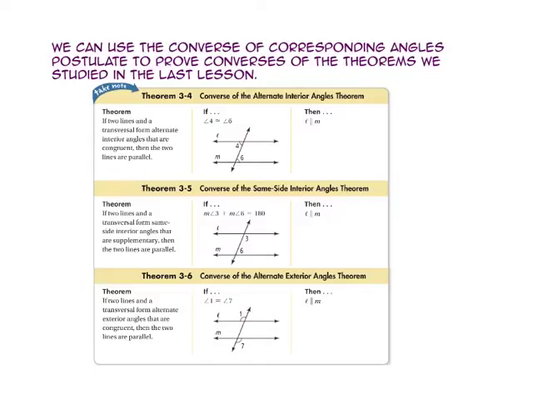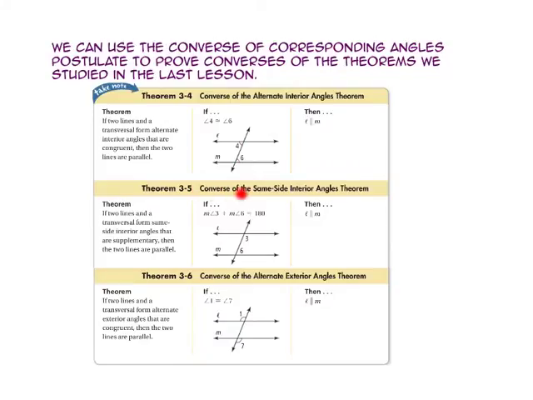We can use the converse of the corresponding angles postulate to prove converses of the theorems we studied last lesson. Let's take a look at the converse of the alternate interior angles theorem. Here, if two lines and a transversal form alternate interior angles that are congruent, then the two lines are parallel.